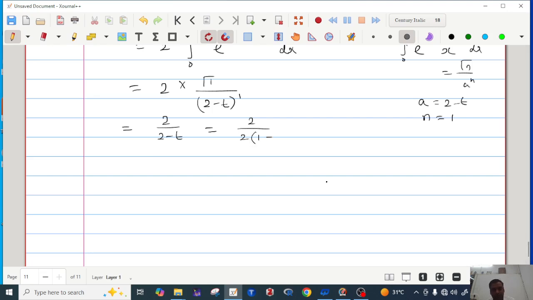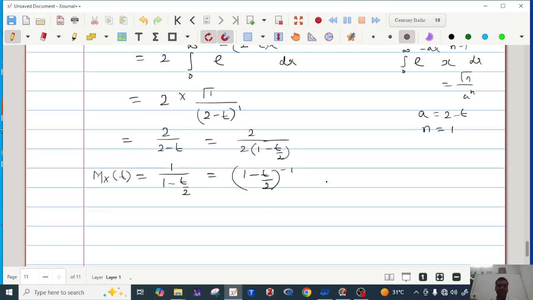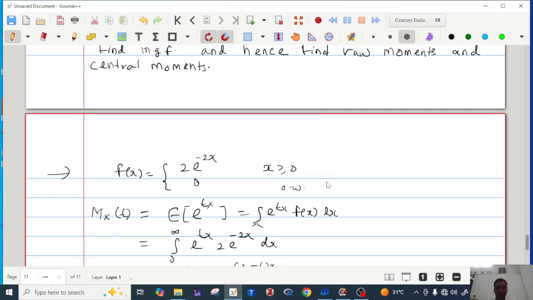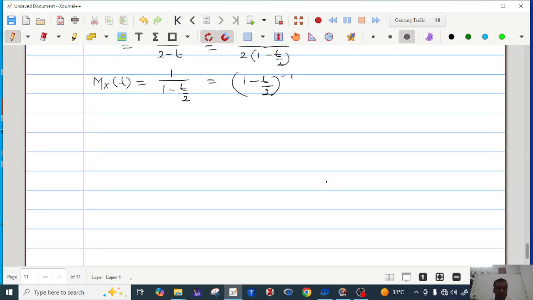1 minus t upon 2. To get cancel, you will get M_X(t) is 1 upon 1 minus t upon 2. This is the MGF. Now the question is, once you obtain this MGF, using this MGF find raw moments and central moments. Okay, so now this is the MGF.